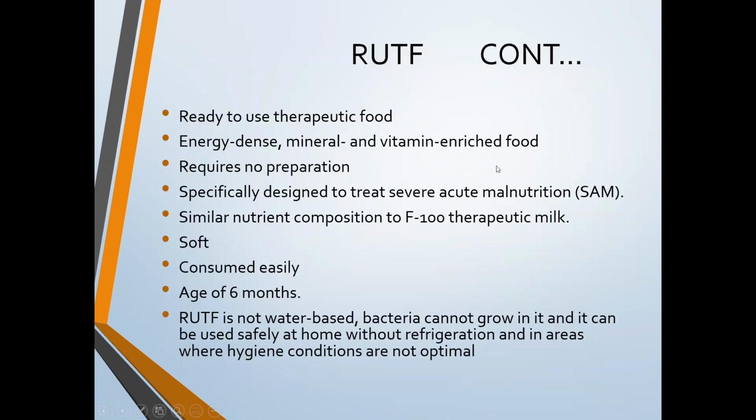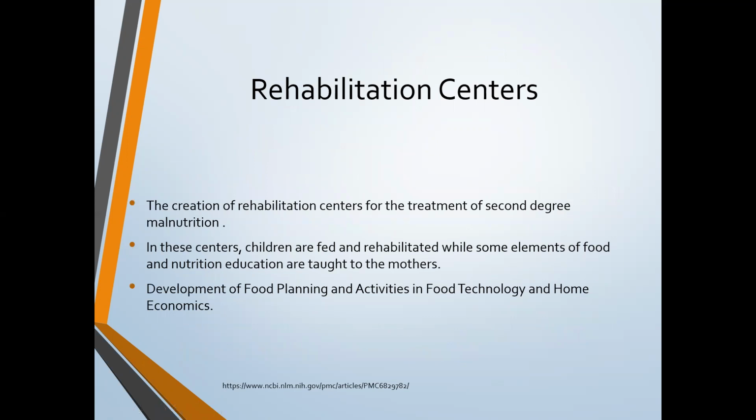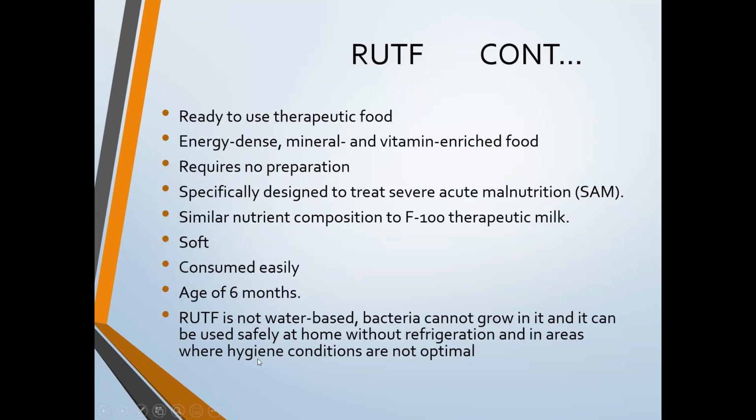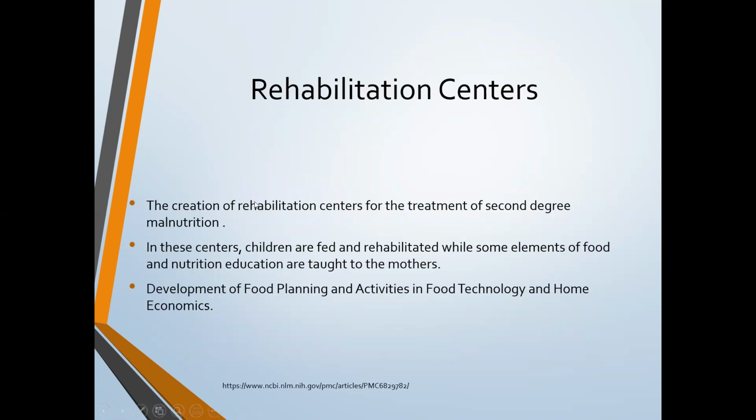There are several other advantages of this food: it can be consumed easily from the age of 6 months, and since it's not water based, bacteria cannot ruin it, and it can be safely used at home. There has also been the concept of rehabilitation centers. The rehabilitation centers are the next step after the ready to use therapeutic food has been implemented, for second degree malnutrition, with development of food planning activities in food technologies and home economics, and rehabilitation of children at home and at designated institutes, where the nutrition program is run by educating and teaching the mothers how to treat them at home.